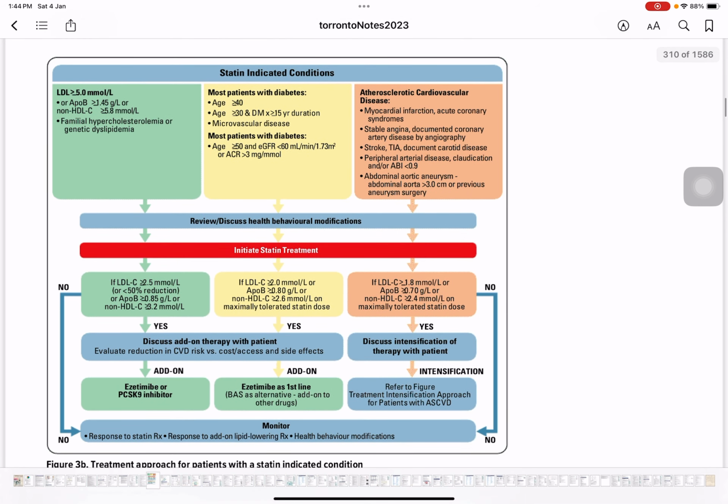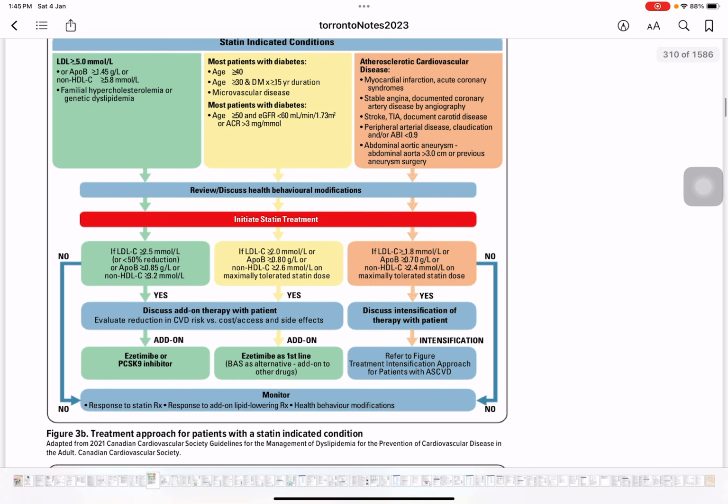Statin indications are LDL more than 5, or most patients with diabetes who are more than 40 years of age, or more than 30 years of age but with more than 15 years of diabetes, or with microvascular conditions, or patients with diabetes with CKD, where the albumin creatinine ratio is more than 3 or GFR is less than 60. Patients with hypercholesterolemia whose LDL is more than 5, then you have to give statins.